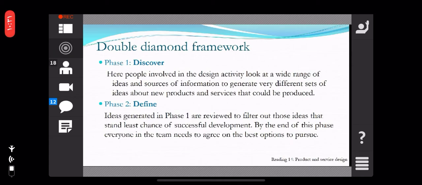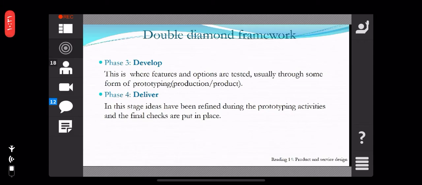So discover and define. The third phase is to develop. This is where features and options are tested. Features, meaning characteristics, different characteristics. So this is where the product features or options are tested, usually through some form of prototyping, such as, for example, production or product.